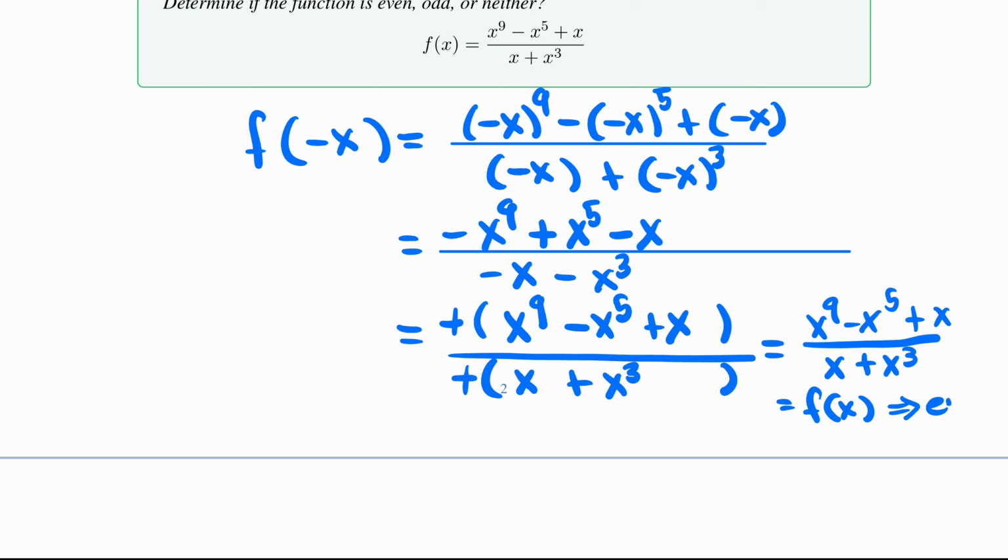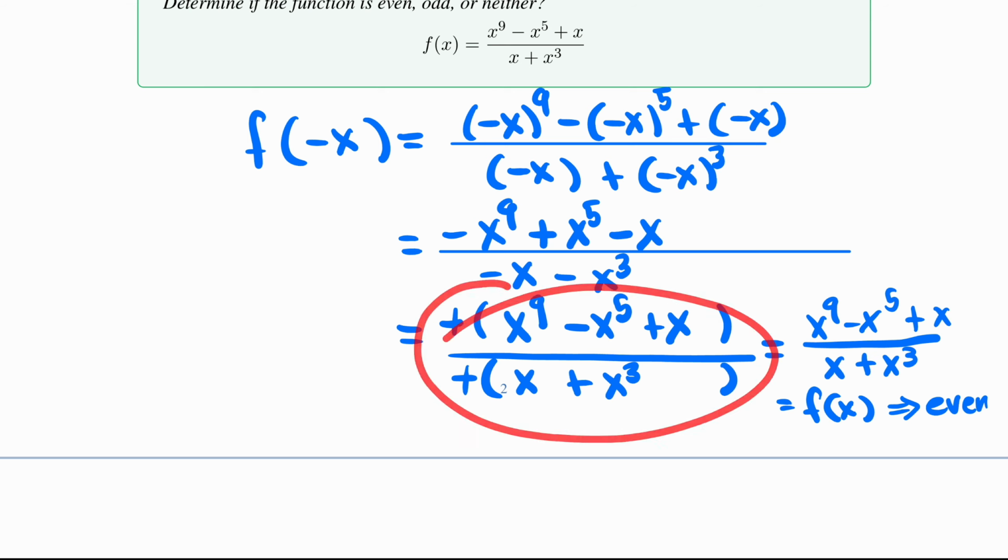Therefore, this is even. So what we can learn from this one is sometimes you can manipulate it a little bit more to get back the original function.